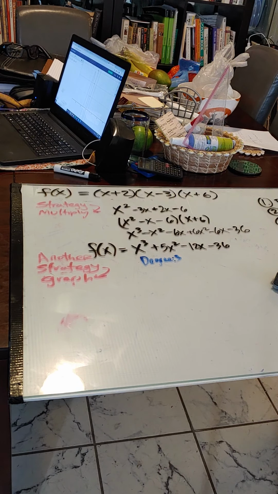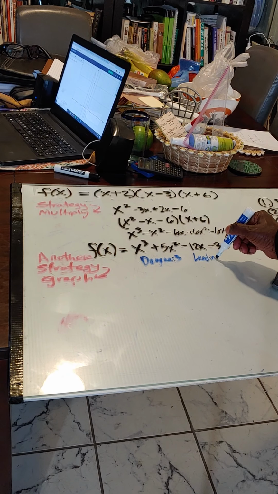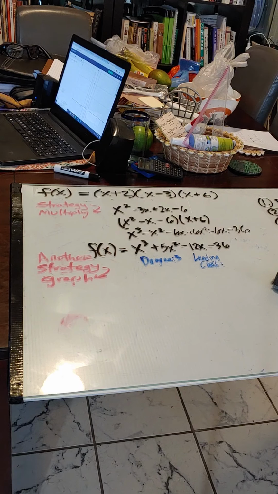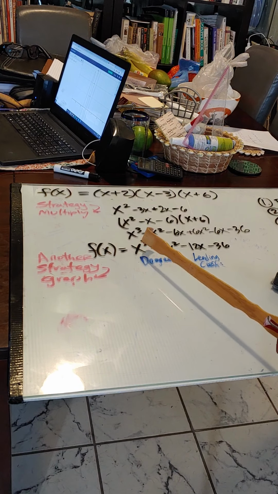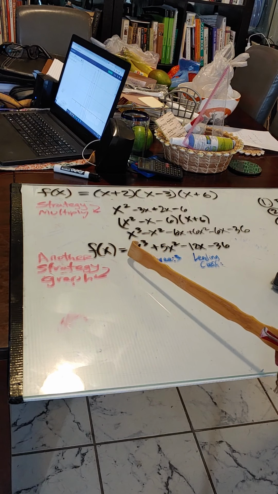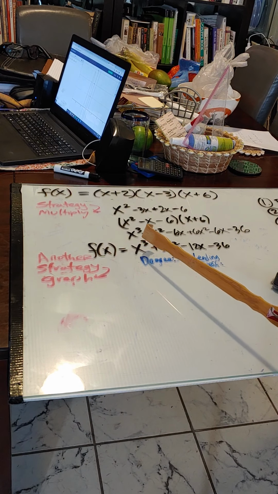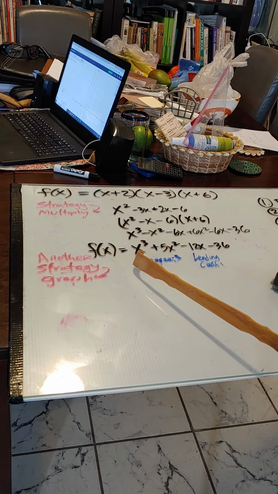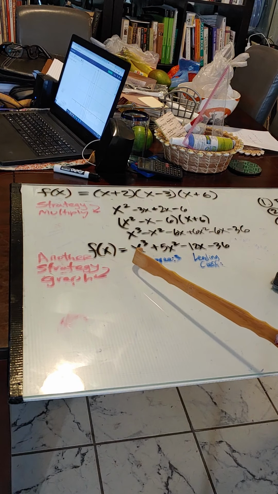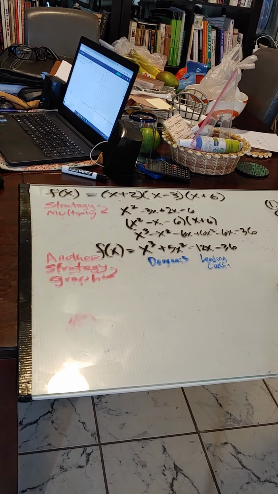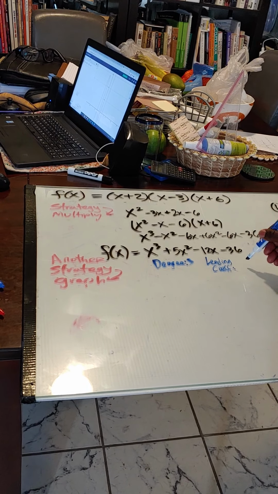Our leading coefficient is positive, right? Because our leading term here is x cubed. 1 times x cubed is just x cubed. So a positive 1 times x cubed is x cubed. And so our leading coefficient is positive.